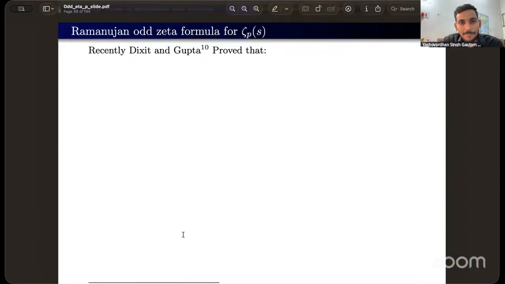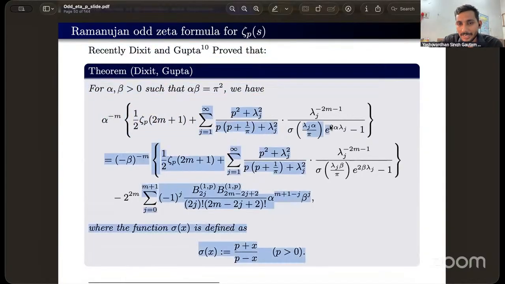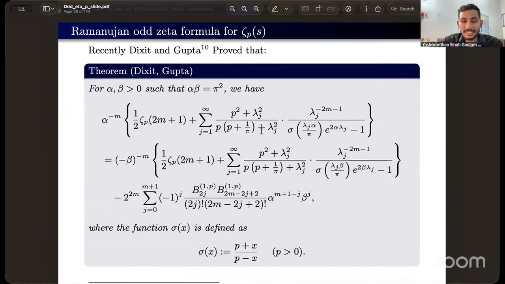In the same paper, Dixit and Gupta have proved Ramanujan's analog for this zeta P function. For the classical case, we have zeta of 2m plus 1 here and a Lambert type series here. But here we do not have that same kind of series, though the series we have is also interesting. If we observe, the only difference in the terms in the curly brackets on the right hand side is that if we change alpha by beta, we'll get the same thing, right?